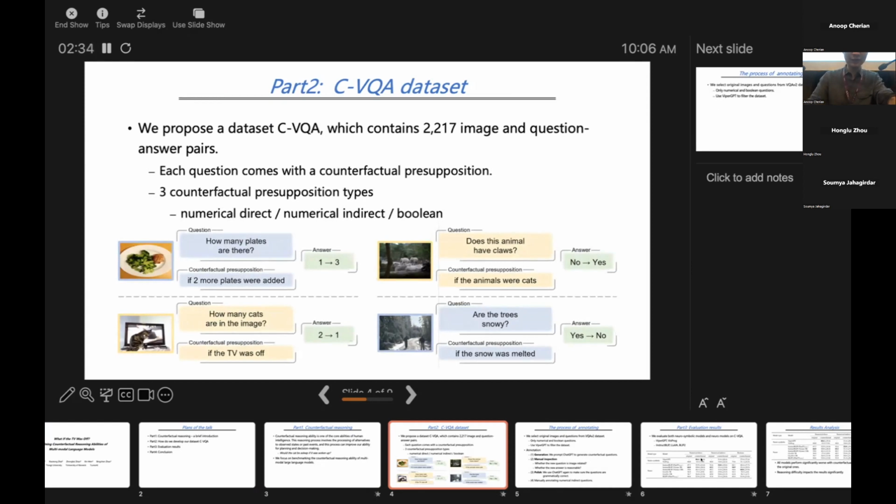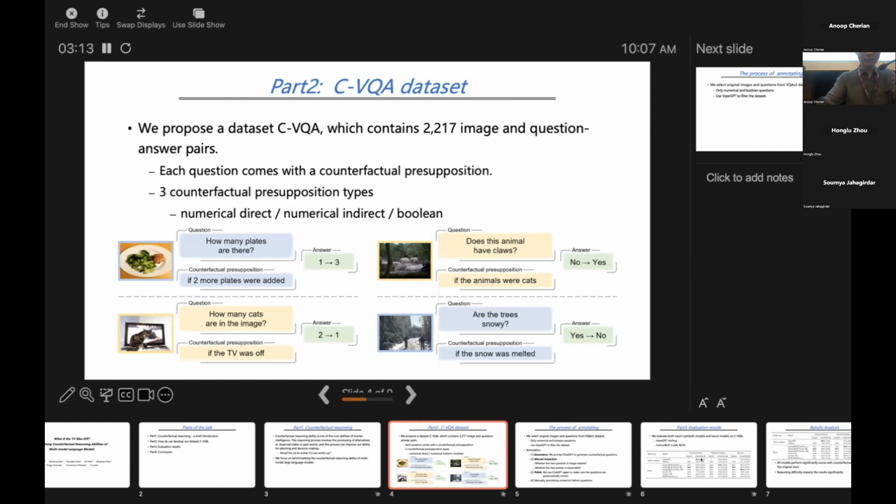And we make 3 types of presumptions. So there are 2 types of numerical questions, where the answer has to be a number. About the numerical direct questions, which means that the answer can be directly calculated by caption, like how many places are there in the example in the top left corner. The original question was to just count the places, and the presumption asked what if 2 more places were added? So the answer is easy, just 1 + 2 = 3.